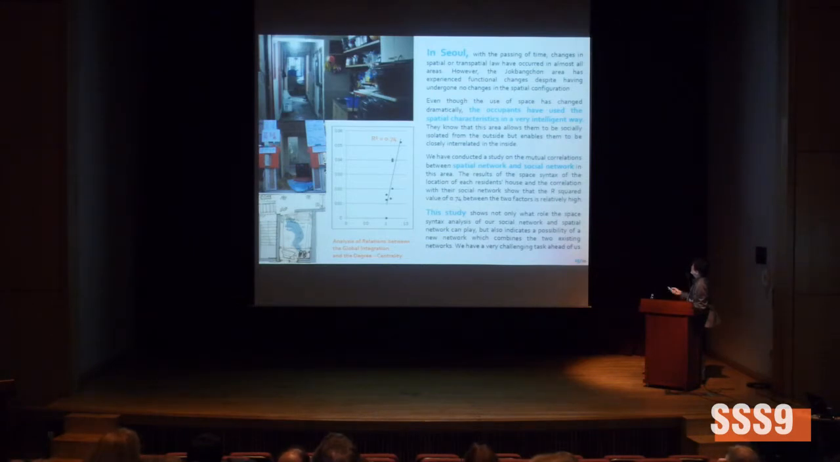We have conducted a study on the mutual correlation between spatial network and social network in this area. The results of the space syntax of the location of each resident's house and the correlation with their social network show that the R-squared value of 0.74 between the two factors is relatively high. This study shows not only the role that space syntax analysis of our social network and spatial network can play, but also indicates the possibility of a new network which combines these two existing networks. We have a very challenging task ahead of us.